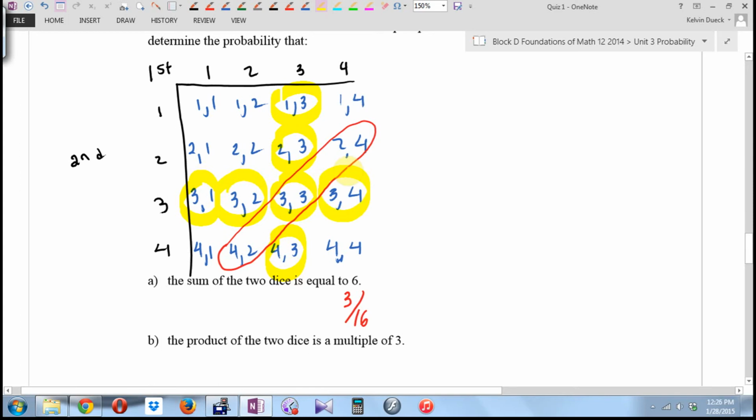I think nothing else works, right? 3 goes into the product. The product is a multiple of 3. Product means multiply. Did you say 7?